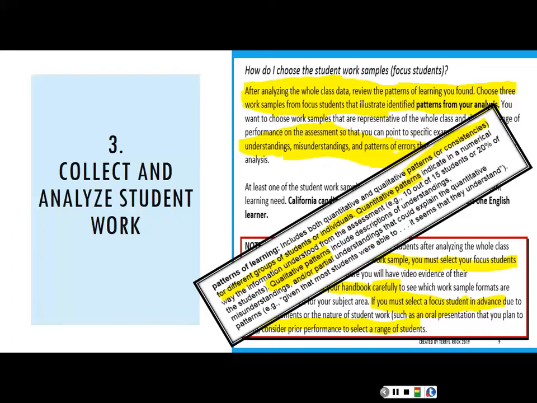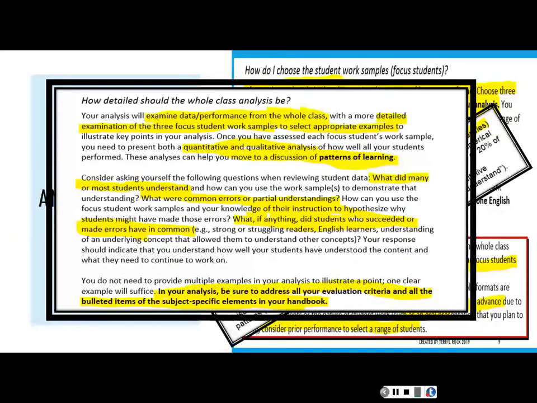Then you'll have qualitative patterns. Once we've decided that 85% of the class can add 2 one-digit numbers, then we're going to find an example of a work sample that shows it qualitatively. You're going to examine performance data from the whole class with more detailed examination of the 3 focus students' work samples. Quantitative would be the graph that you're going to make. Qualitative is your analysis of the actual work samples.